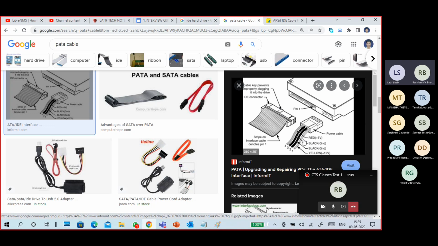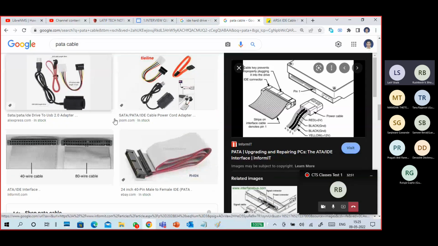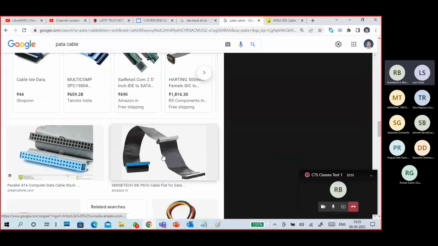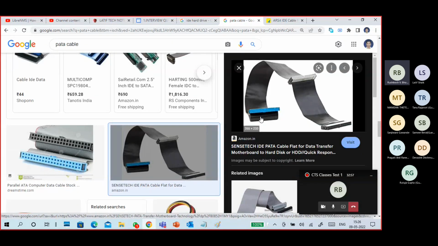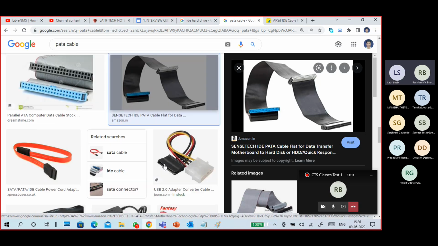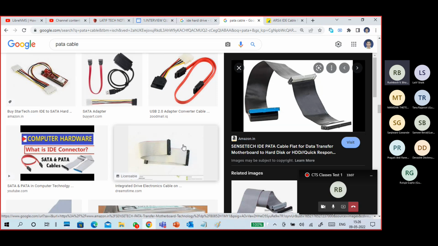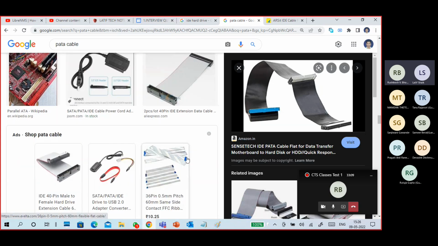So this is the power connector, the Molex power connector. The blue one goes to the motherboard. The white and black one goes to your hard disk or CD-ROM.